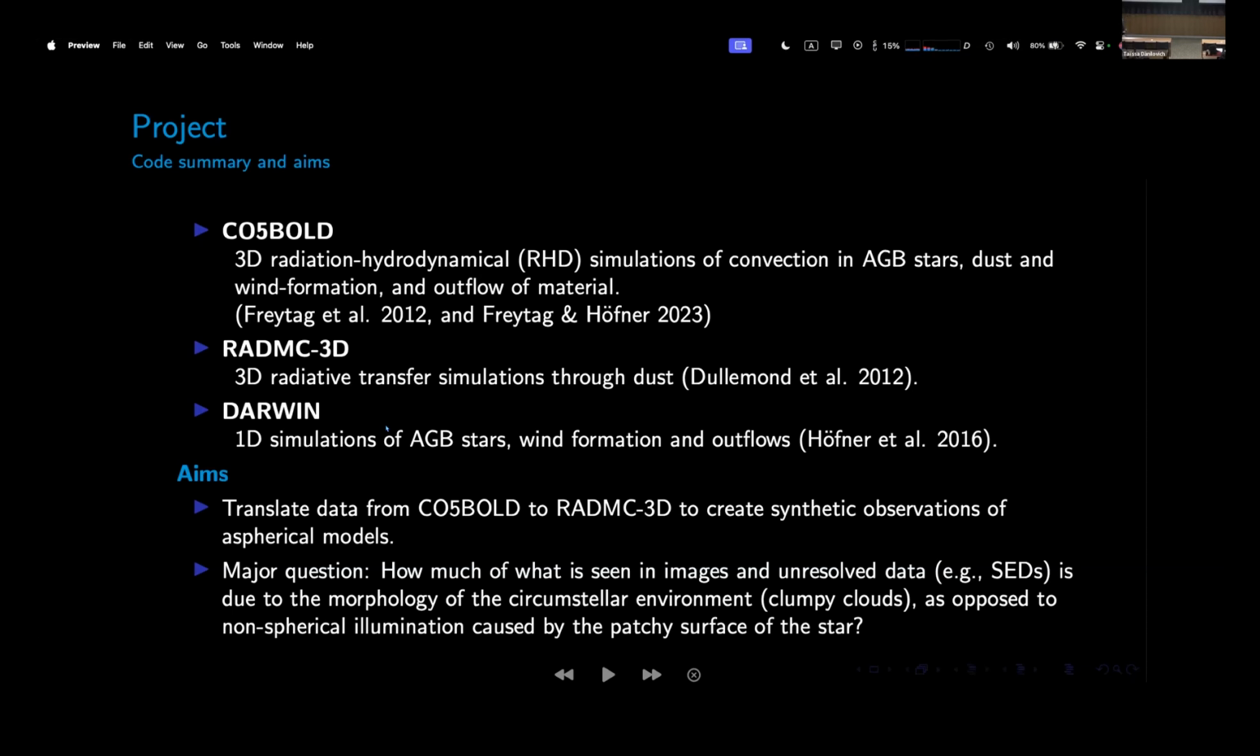Just because we have been using it a lot, I also mention here the Darwin code, which is a 1D code instead, where we can look at much larger scales, of course, than just a box of 30 astronomical units.